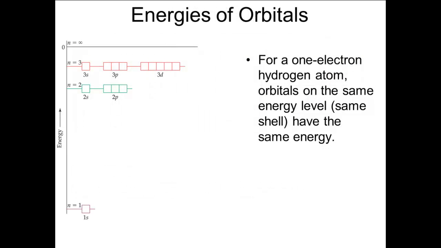Energies of orbitals. For any atom that has only 1 electron, all the orbitals in a given shell, that is, all that have the same value of the quantum number n, will have the same energy. For neutral atoms, this is only hydrogen, but the same is true for ions of other elements that have only 1 remaining electron. All the orbitals in a shell are said to be degenerate for these atoms.